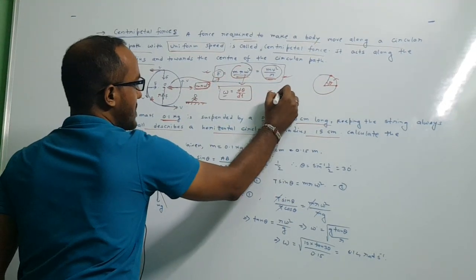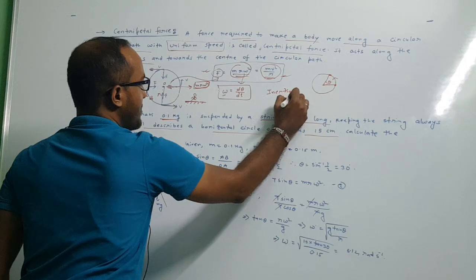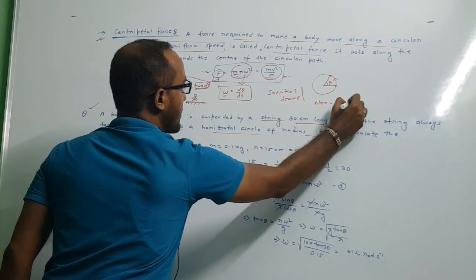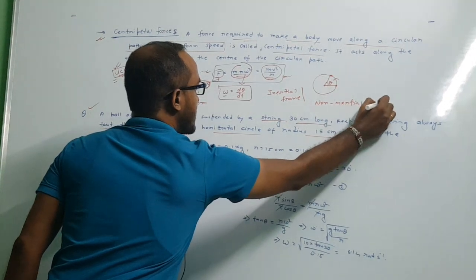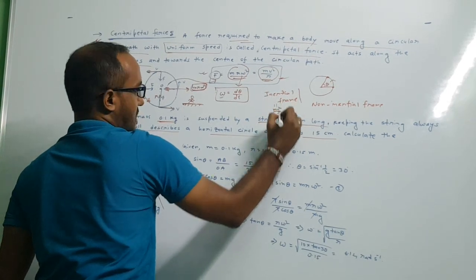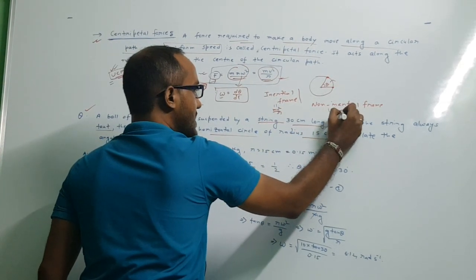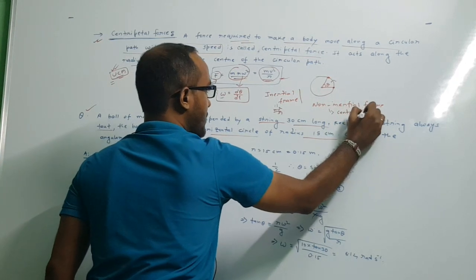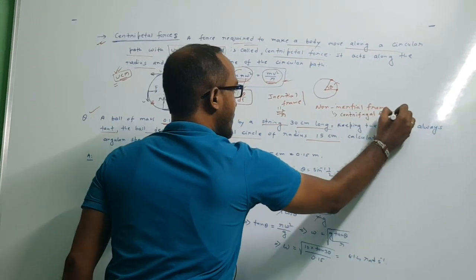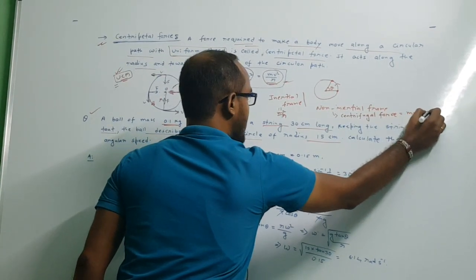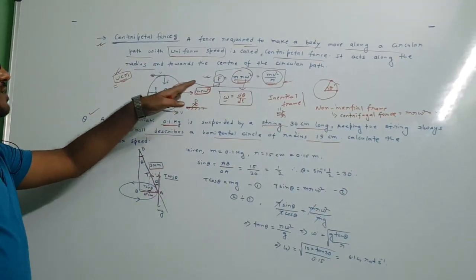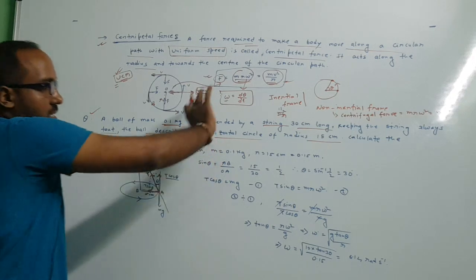So remember this: inertial frame and non-inertial frame. The force is the same. For the inertial frame, the centripetal force is mv square by r, and for the non-inertial frame we call it centrifugal force. Not centripetal force, centrifugal force, and that is also m r omega square or mv square by r, but it is acting outward. For the inertial frame it is acting towards the center. That's the thing you have to know.